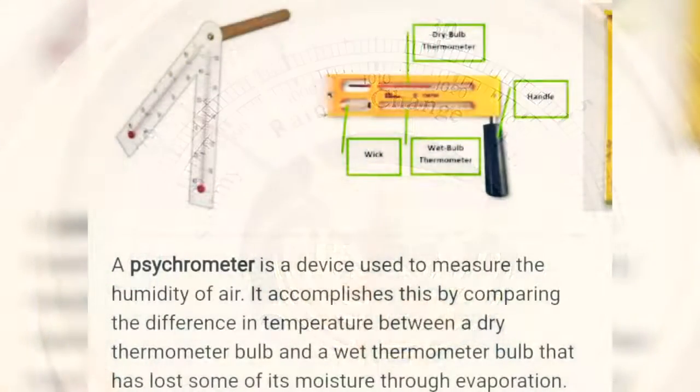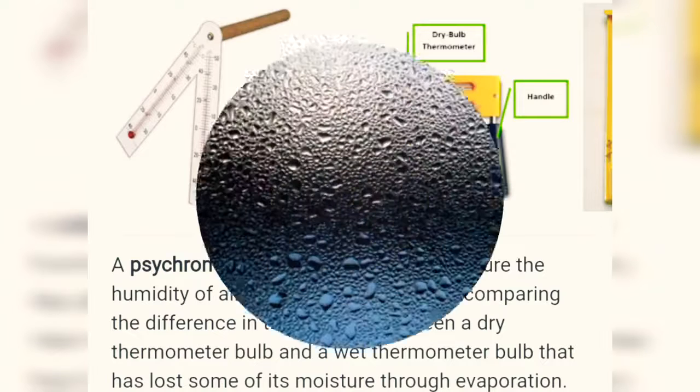The next weather instrument is called a psychrometer. A psychrometer is a device used to measure the humidity of air. It accomplishes this by comparing the difference in temperature between a dry thermometer bulb and a wet thermometer bulb that has lost some of its moisture through evaporation.